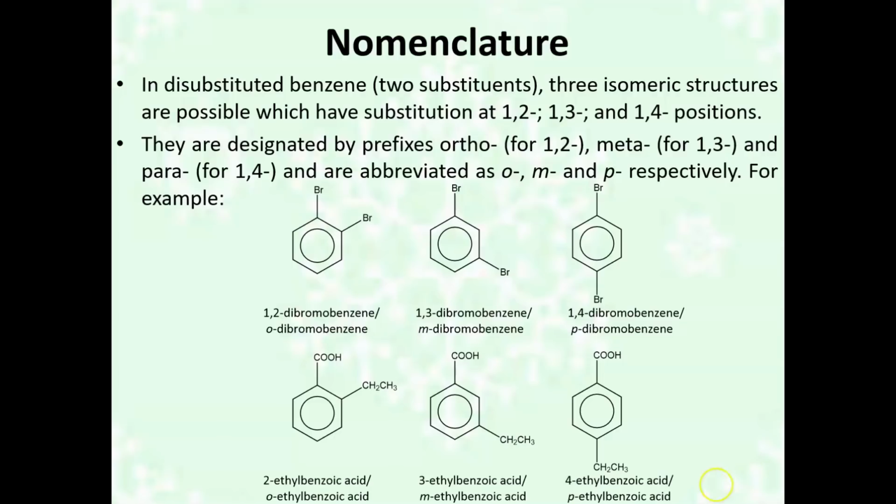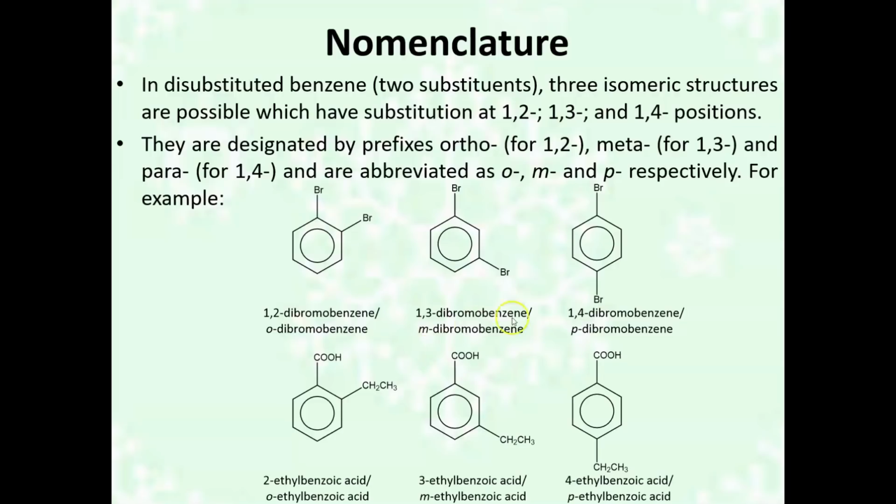Look at the first examples here. We have two bromines here at positions 1 and 2. So it's named 1,2-dibromobenzene, or written as o-dibromobenzene, where the o is referring to ortho. Next, the two bromines are at positions 1 and 3. So it's named 1,3-dibromobenzene or m-dibromobenzene, where the m is referring to meta.